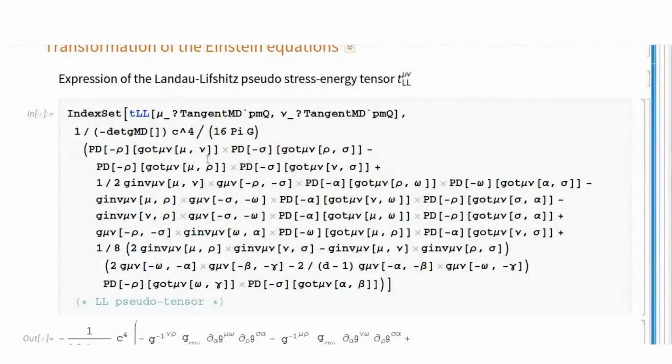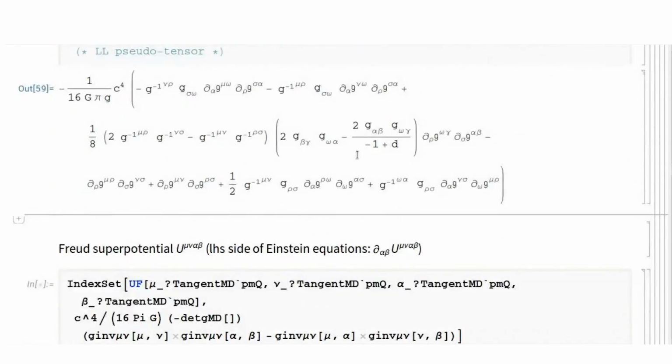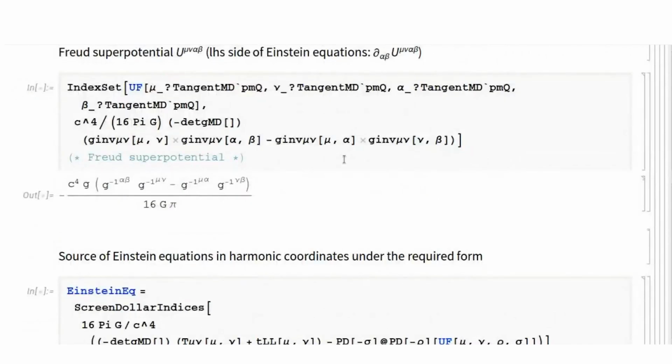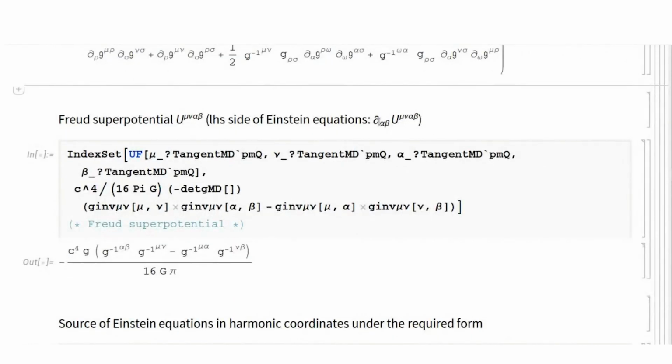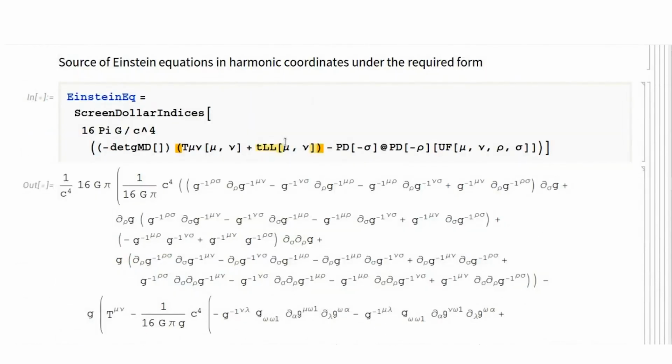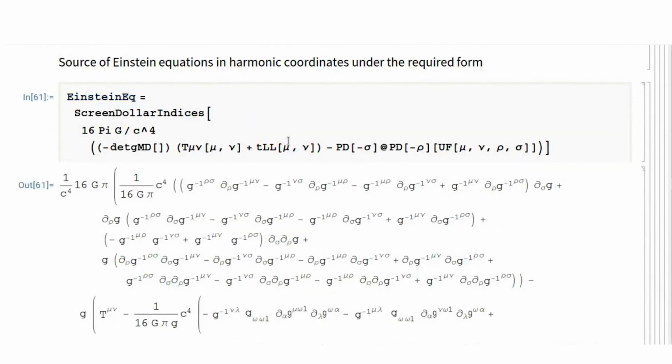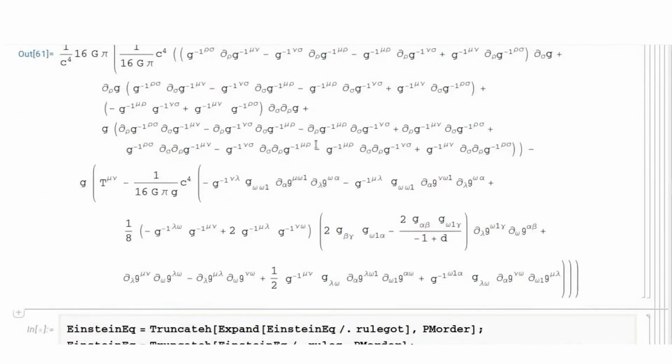This is now the pseudo stress energy tensor of Landau-Lifshitz, in terms of the inverse metric, the Gothic metric, and so on. The left-hand side of Einstein equation is written in terms of the derivative of the superpotential. So I define this superpotential here. Then combining those two things, I have the Einstein equations saying that this thing here is equal to 0.